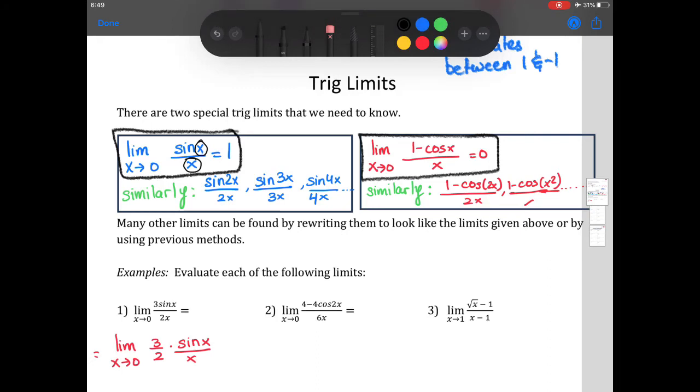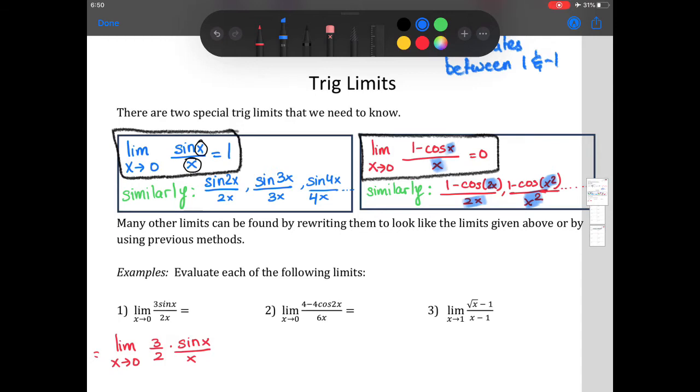The second special trig limit is limit as x approaches 0, 1 minus cosine x over x is equal to 0. You have to memorize these, so please know that. And similarly, 1 minus cosine 2x over 2x, 1 minus cosine x squared over x squared, and so on. Again, if you've noticed, this part is the same. So this has to be the same. So I want you to highlight that, okay? They're going to be equal to 0.